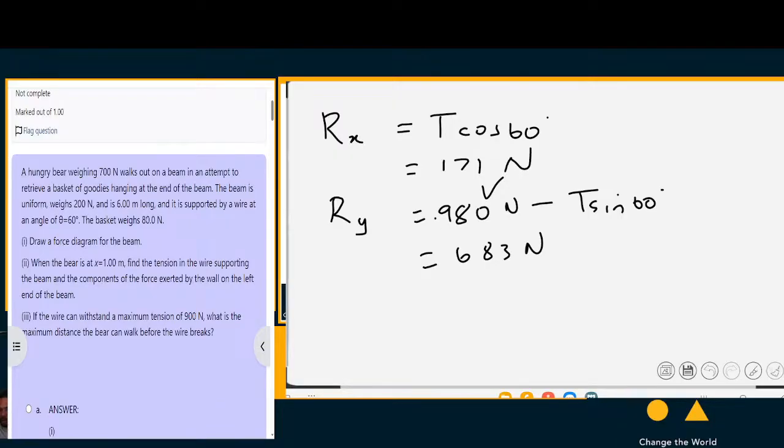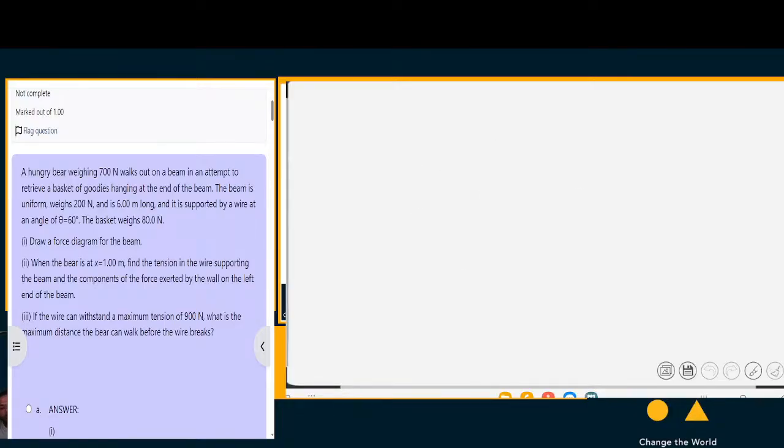And then number three, what is question three? If the wire can withstand a maximum tension of 900 newtons, what is the maximum distance the bear can walk before the wire breaks? So we need to find x. So if T is 900, let's make the tension 900. If T is equal to 900, what is x? You need to find out what x is. Okay, how far can the bear walk?